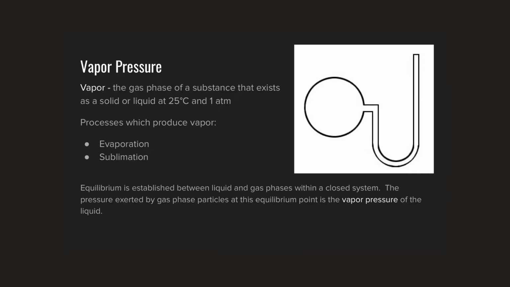All right, so the main topic of conversation in this lecture is an idea we've hit on before, but we're going to get into greater detail here today, which is the idea of vapor pressure. Definitions first: we define vapor as being the gas phase of a substance that normally exists as either a solid or a liquid at room temperature of around 25 degrees Celsius and 1 atmosphere of pressure. So think about it for a moment here.